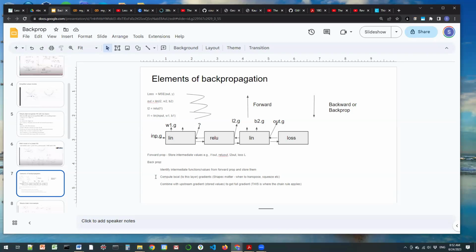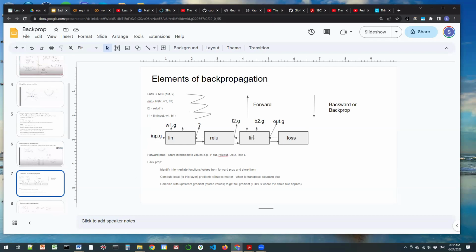So in this case, the first step is to identify all the forward steps. When we go through this network in the forward direction, we just store the values and the functions that we've calculated. This is what is called the forward prop. We are just going from the input towards the loss. The second thing we do is compute the gradient of every block. So what does that mean?